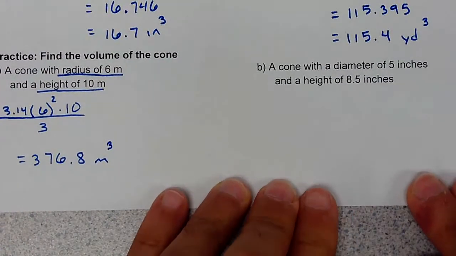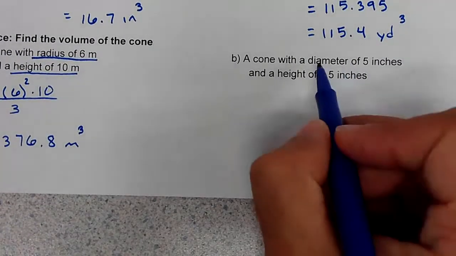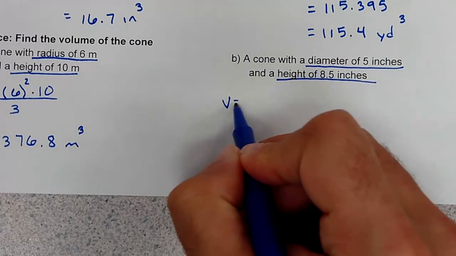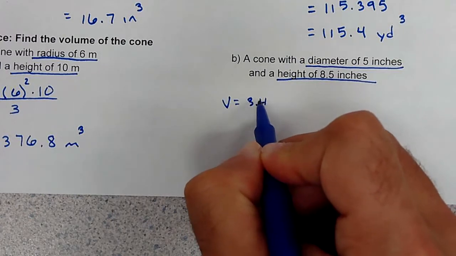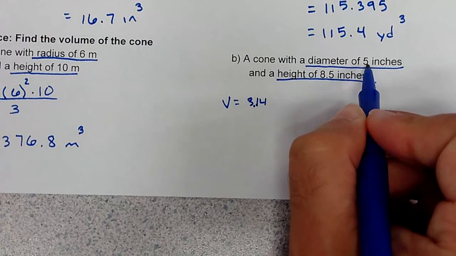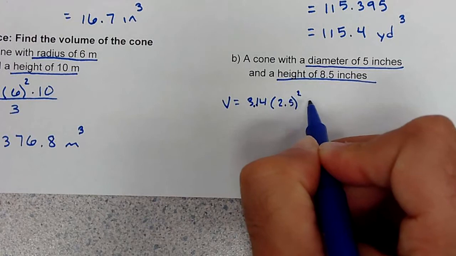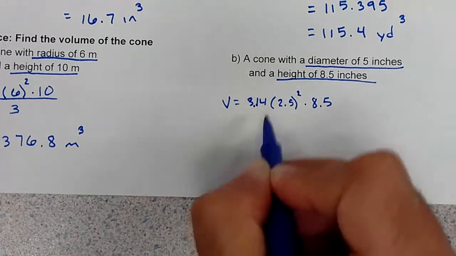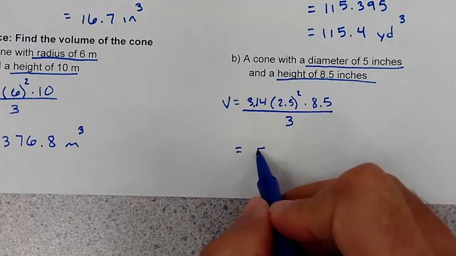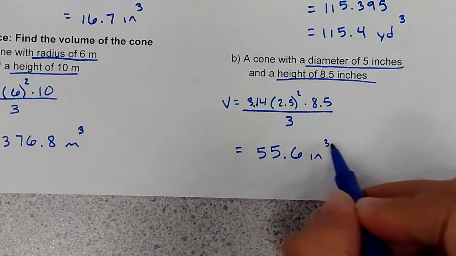For our second description, we have the volume with a diameter of 5 and a height of 8.5. So volume equals pi times my radius. Now my radius isn't 5, it's 2.5 because I got to divide this by 2. So 2.5 squared times 8.5. I'm going to divide that whole answer by 3, giving me a result of 55.6 inches cubed.